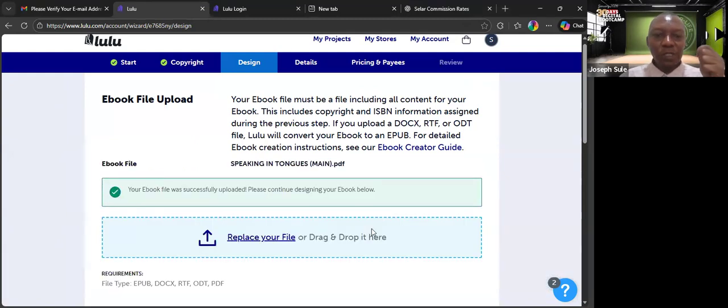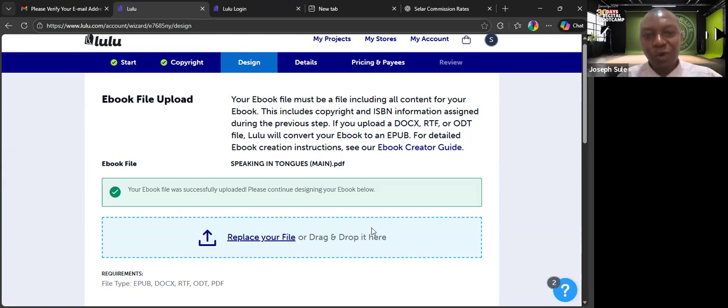Please always name your file with the title of the book. Don't leave your file unnamed, or give it a different name. Sometimes, as we are working, we are trying to save time, so you just type project A, or number 1 or 2. Meanwhile, the book's title is Speaking in Tongues.